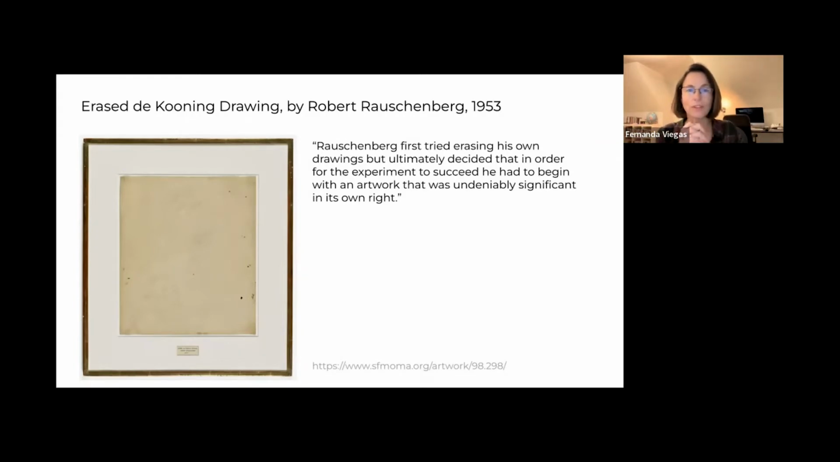But then, as you see in the quote here, Rauschenberg first tried erasing his own drawings, but ultimately decided that in order for the experiment to succeed, he had to begin with an artwork that was undeniably significant in its own right. And that's when he approached Willem de Kooning, whom he greatly respected and admired, and said, can you please give me one of your pieces so I can erase it? And so that's what he did, and framed the erased drawing.